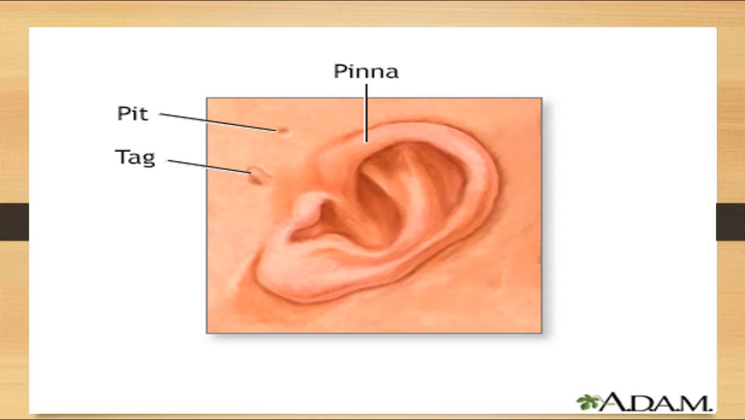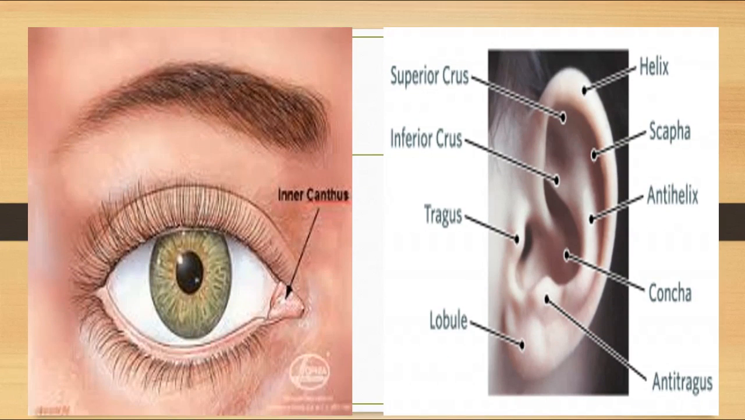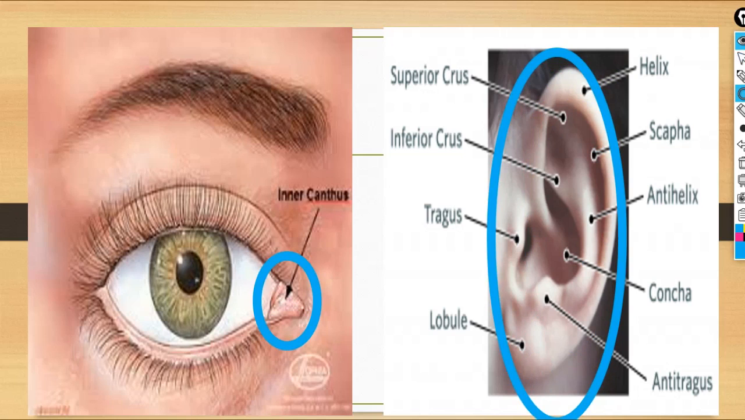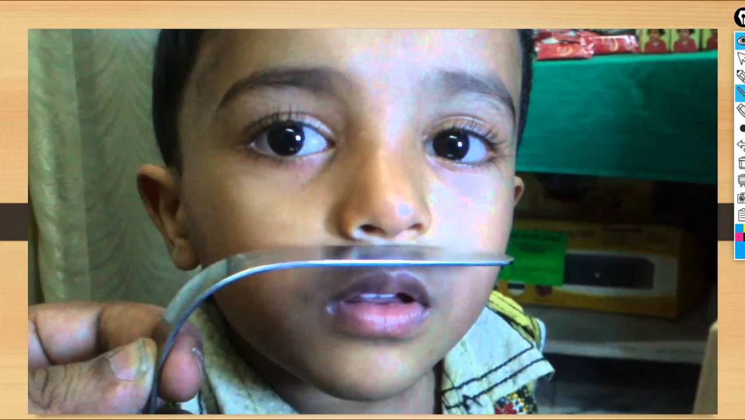Okay, the question is how to know a low set ear. Well, we know the low set ear by drawing a line from the inner canthus till we reach the ear. Normally, one third of the helix of the ear should be above this line. This is the inner canthus of the eye, and this is the helix of the ear. Okay, let's take an example. In this patient, we draw a line from the inner canthus till we reach the ear. As we see, the ear helix is found below this line. So this means this patient has a low set ear.